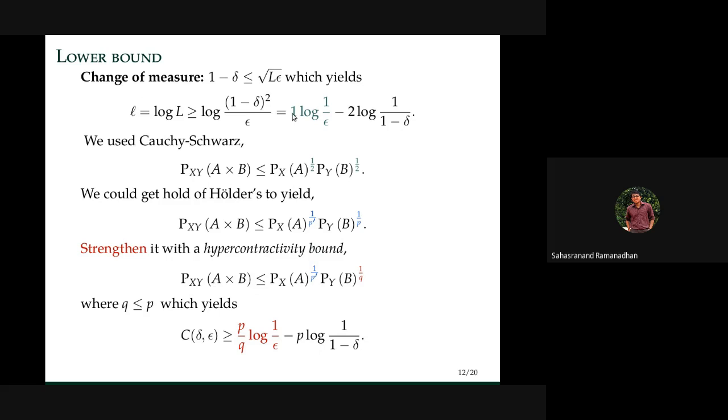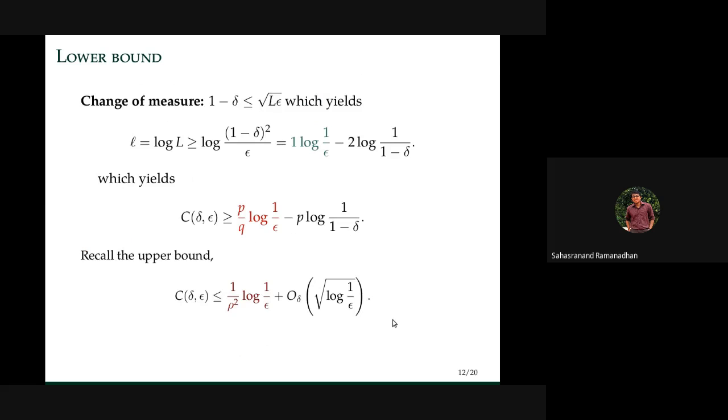So here we had 1 over log 1 over epsilon. Now we have p by q, and p by q is greater than or equal to 1. So it's possibly some improvement. But still the upper bound said 1 by rho square. So now we have p by q, some other parameters. So how do we get 1 by rho square from this p by q?